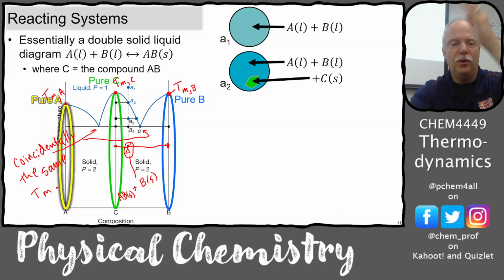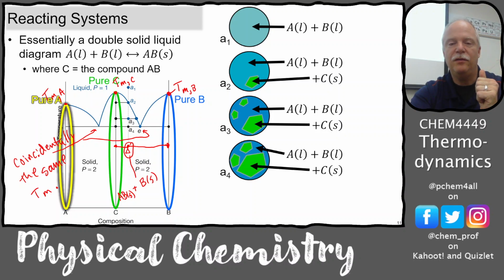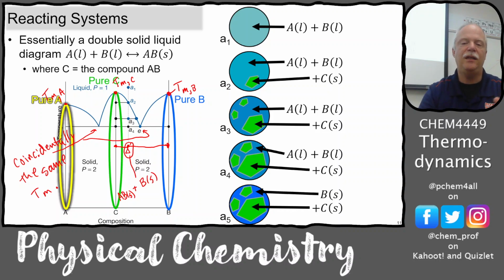Then if we're cooling it down from A1 to A2, we start to see some C form. So A and B get together, form a solid, and they start to grow. And then we cool it down further at A3, we have more solid C. Cool it down even further, we're at the eutectic on the right side. And then below that, we have B solid in contact with C solid.